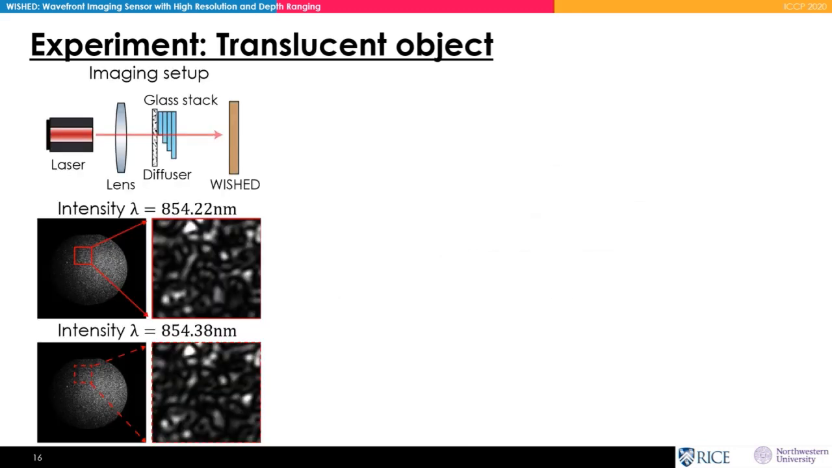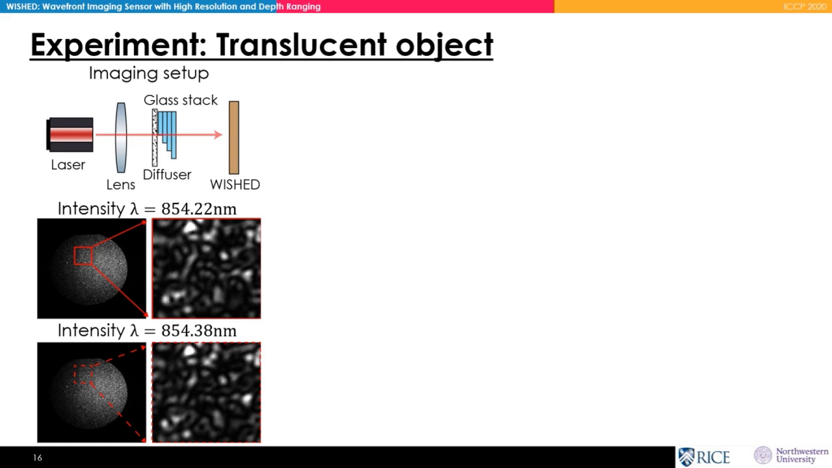Then we measure a translucent object whose surface is not optically smooth. We put a diffuser on the top surface of the glass stack to set up the object. The thickness of each glass plate is 1 millimeter. Speckles are observed in the intensity. Since we use two close wavelengths, the speckle patterns are very similar.